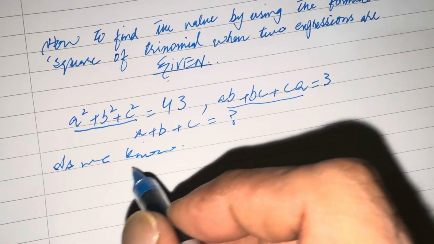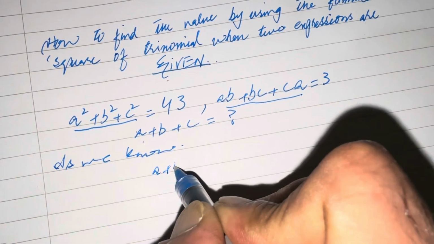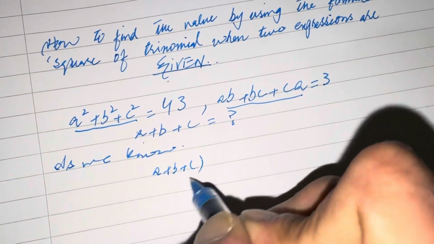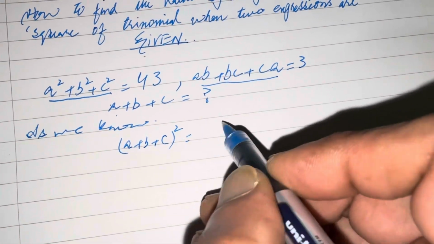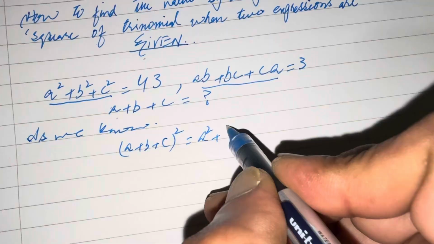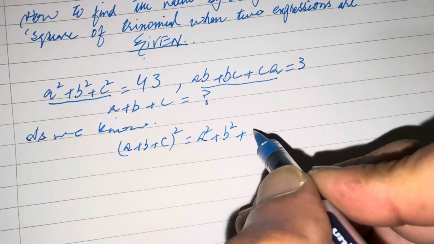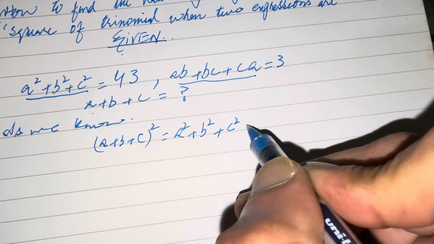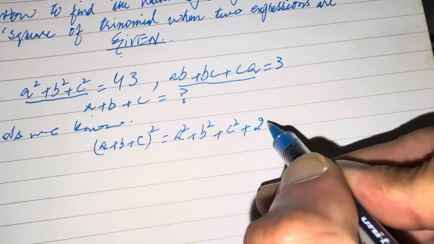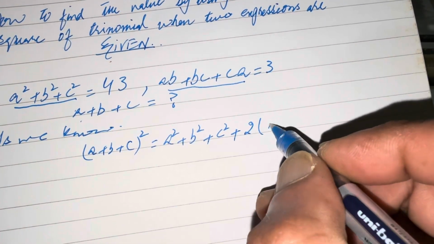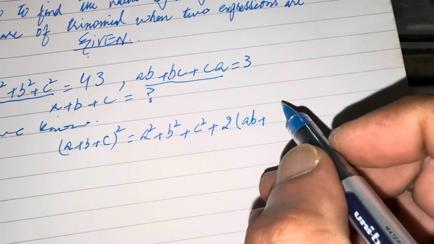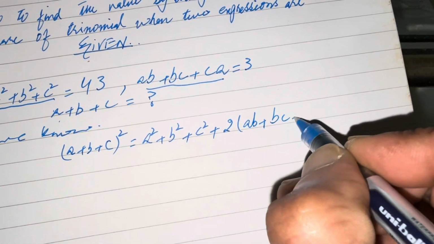the formula that a plus b plus c whole square is equal to a square plus b square plus c square plus 2 into ab plus bc plus ca.